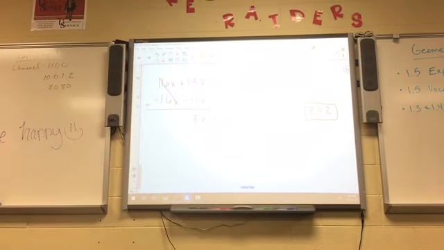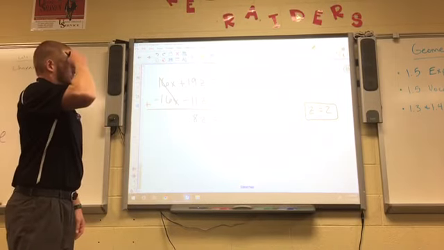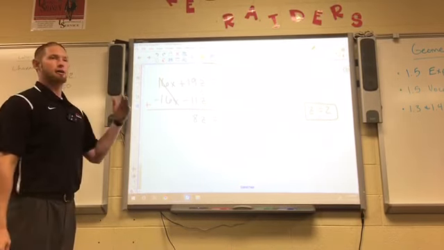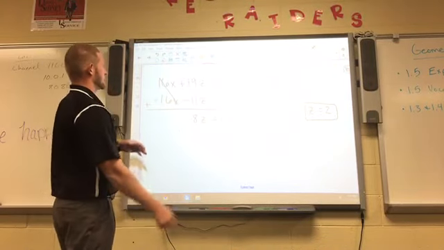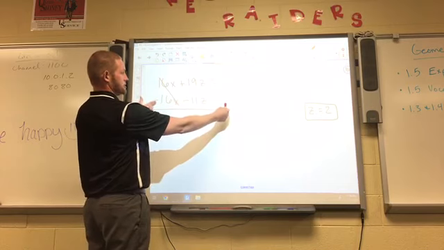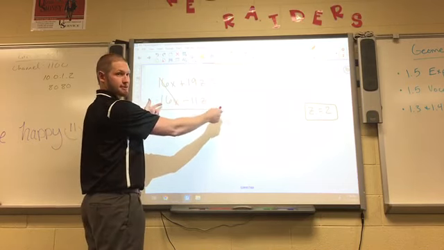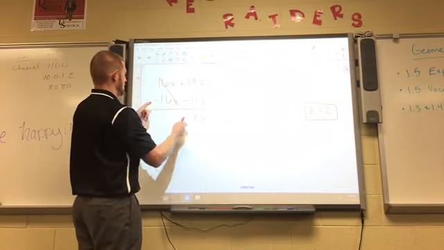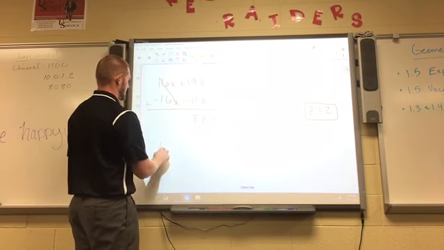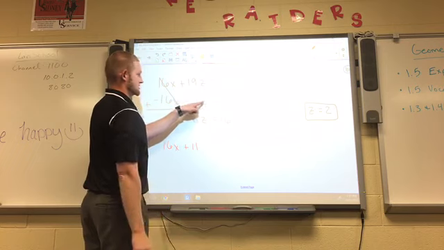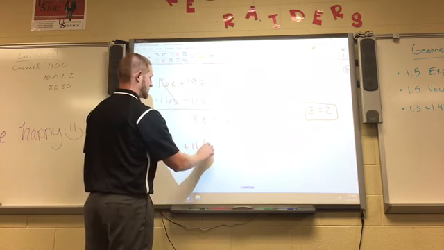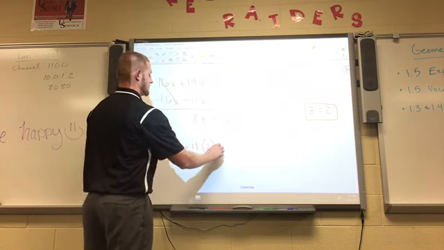Good news is it goes really fast from here. Now that I already know what z is, I'm going to take one of these two equations and figure out what x is. So I'm going to go back and use the 16x plus 11z, which is now 2, equals 6.